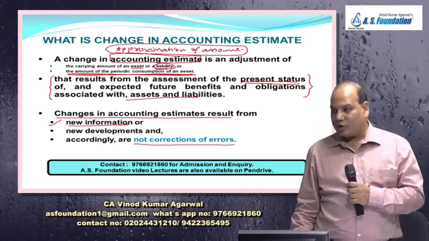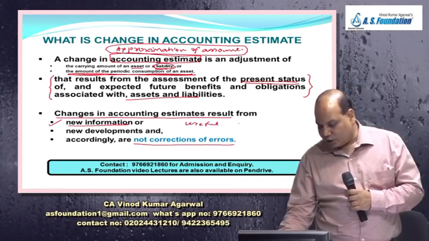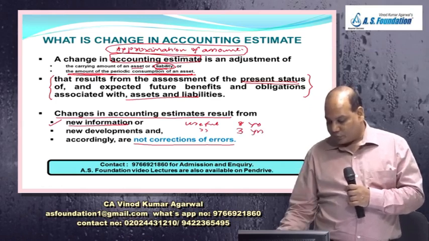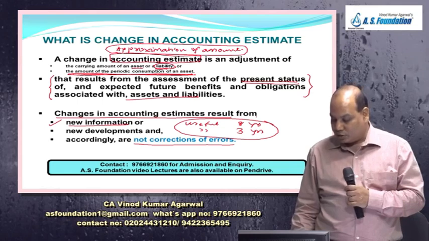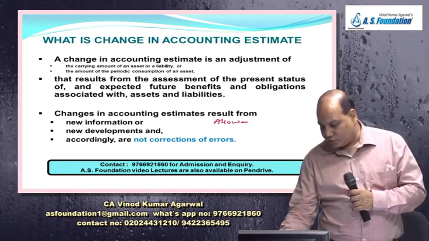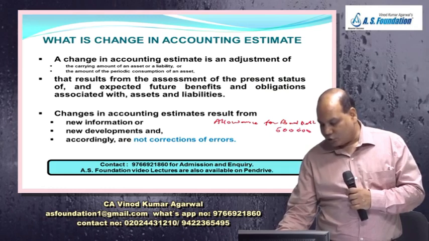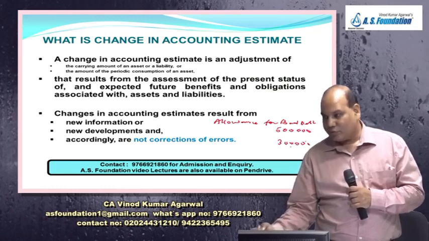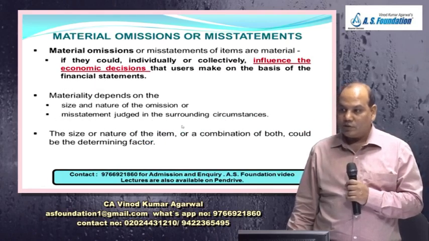Change in estimate is not correction of error. If you have made useful life estimation 8 years, later on revised to 3 years only. Is it an error or a change in estimate? Change in estimate. You have made allowance for bad debt, which means what we call provision for bad debts, but I will call allowance for bad debt, equal to 5 lakh rupees. But actual bad debt only turned out to be 3 lakh, say for example. Is it an error? No, it will be called change in estimate.